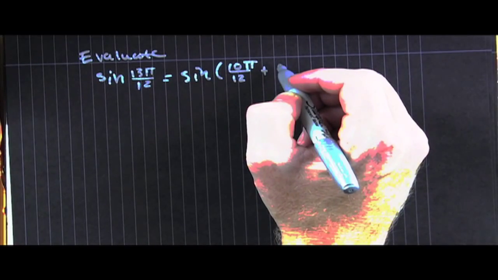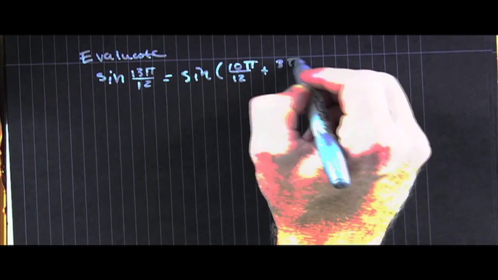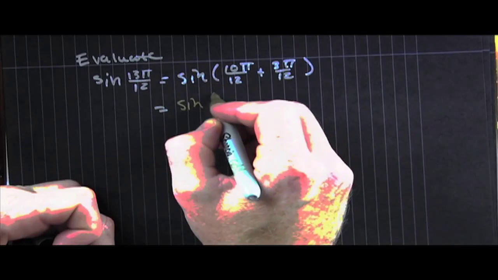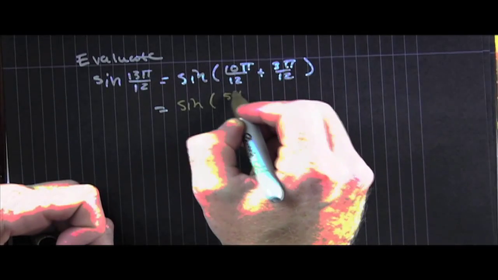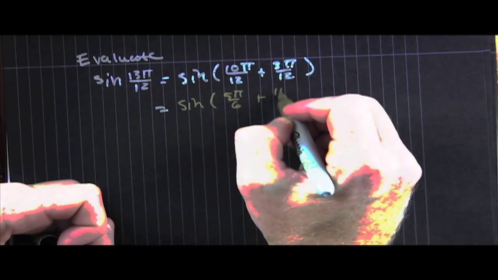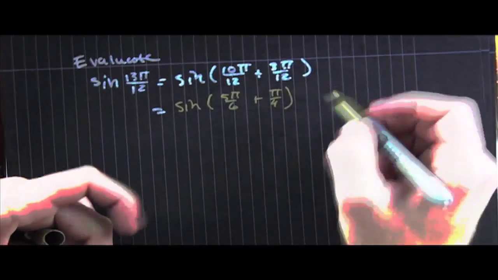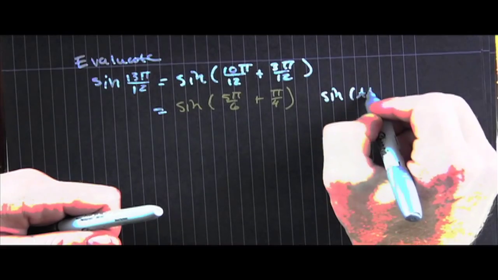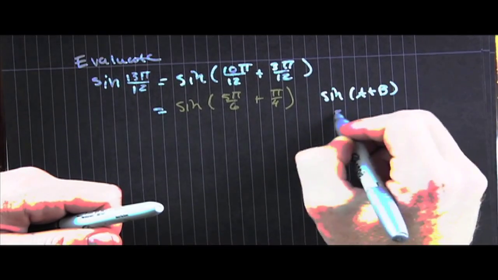Now this is an art and a talent. You're going to have to practice to get good at it. Looks like 13 is 10 and 3, and both of those are over 12. Reduce them. Oh yeah, that looks familiar. Looking good. Nice. Now what? We're going to expand that out using the sum of sine angles.